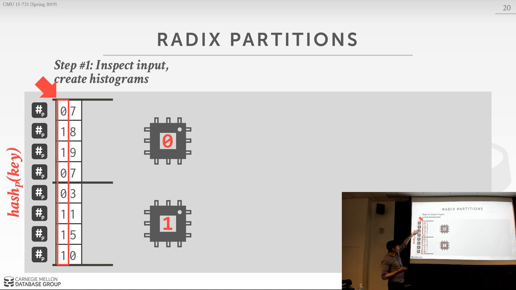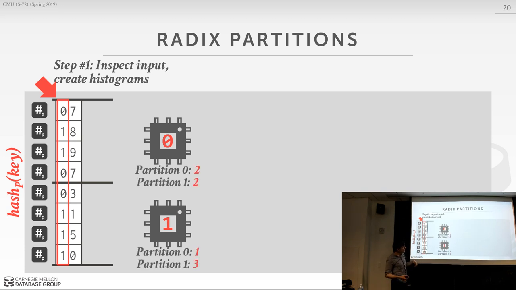So we look at the first radix position here. And we're just going to count how many keys will match to each partition that we're going to have. So we can take this value here, mod it by the number of partitions that we have, and that's going to tell us how many tuples we're going to write into. So say we have two partitions, because we have two cores. In this case here, for partition zero, we had two entries, and for partition one, we had two entries. Down here, we had one for partition zero, and then three for partition one.